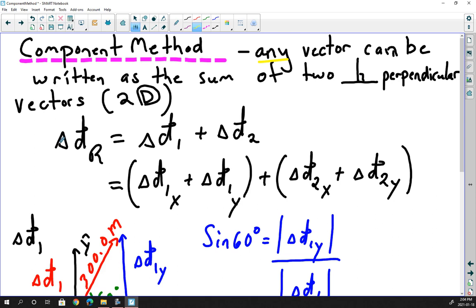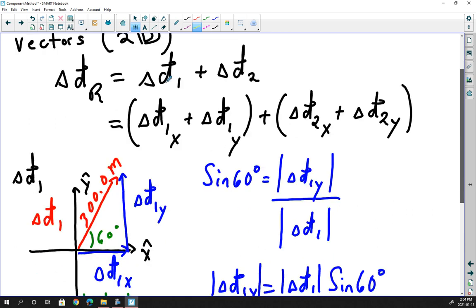So for example, the resultant displacement vector is equal to the first displacement vector plus the second displacement vector. Now, each of these vectors here can be written as the sum of two perpendicular vectors. So displacement vector 1 can be written as an x part of displacement vector 1 and a y part of displacement vector 1. Displacement vector 2 can be written as an x part of displacement vector 2 plus a y part of displacement vector 2.